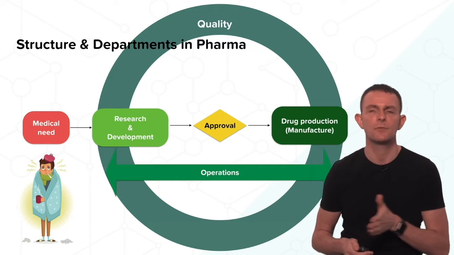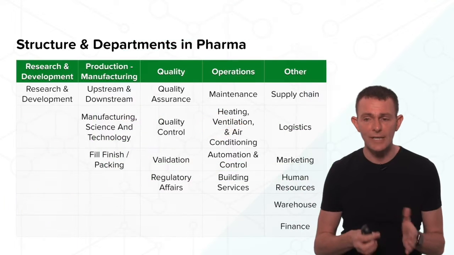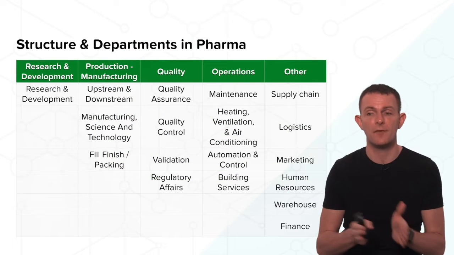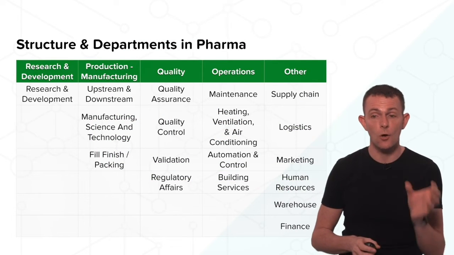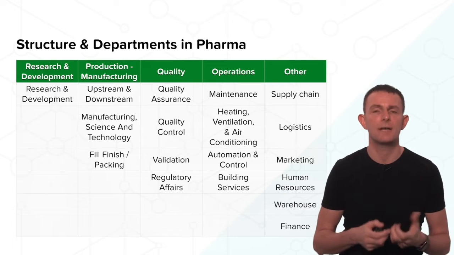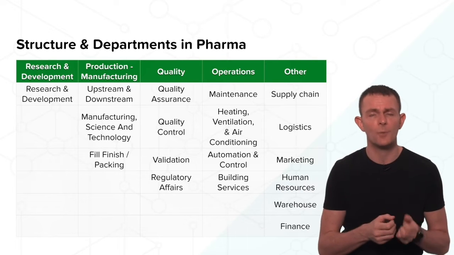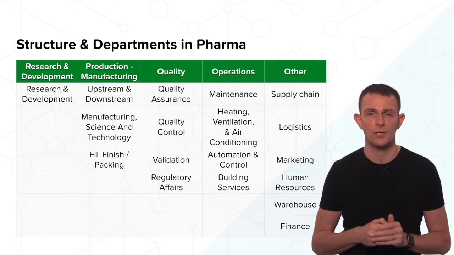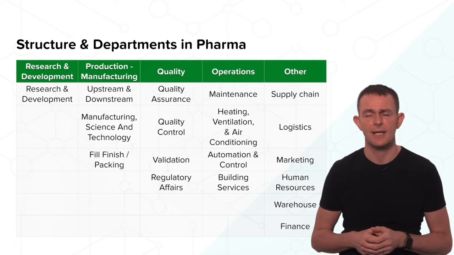Let's now look at the different roles though by department. So breaking the whole function up into 5 different sections, we see R&D at the start, so that's pretty self-explanatory. R&D makes up a smaller part of the workforce typically of a pharmaceutical company, but I'll give you some more stats on that in a second.